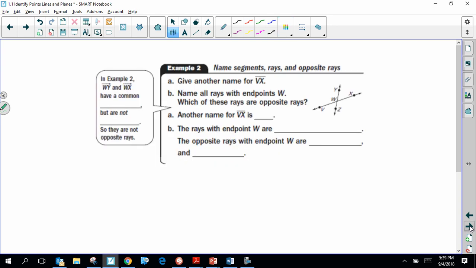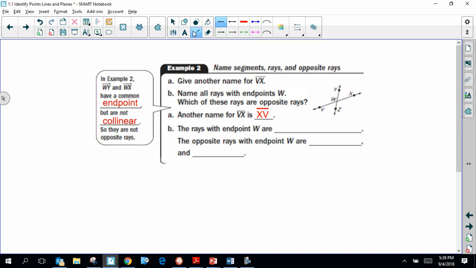So now taking a look at this example, we're looking at the diagram with the two lines intersecting. Give another name for segment VX. Well, I could call segment VX segment XV. And keep in mind here on the left that when we're talking about rays WY and WX, they have a common endpoint but are not collinear, so they're not opposite rays.